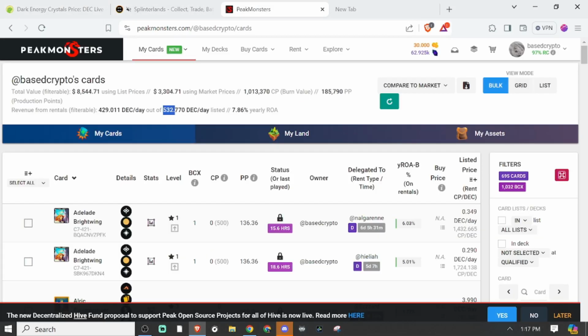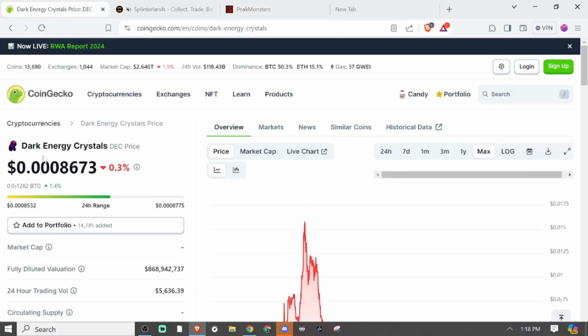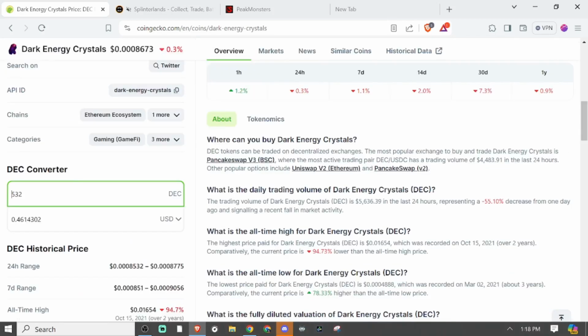I have 532 DEC a day up. How much would that be worth? Right now, this is the price of DEC here on April 5th, 0.008673. Well, I have 532 DEC up for rental. So I have all my stuff put up here and am expecting a whopping 46 cents a day, less than 50 cents a day is what I'm expecting.